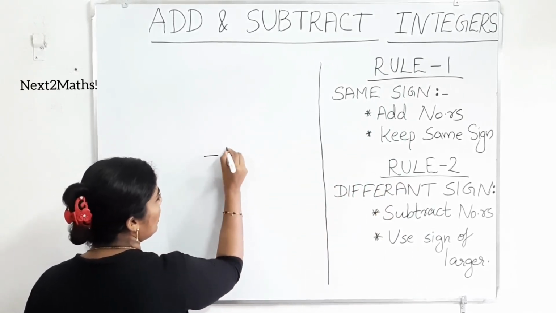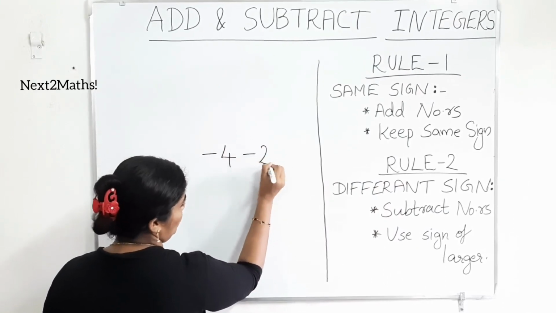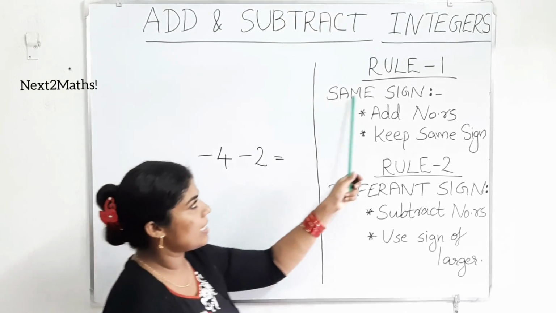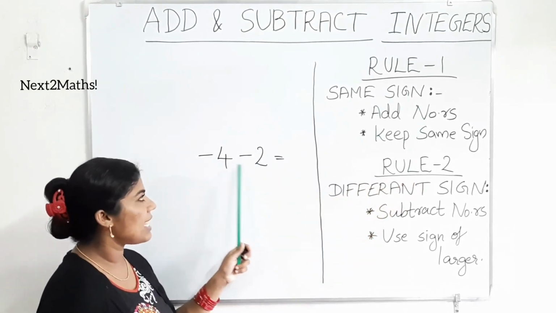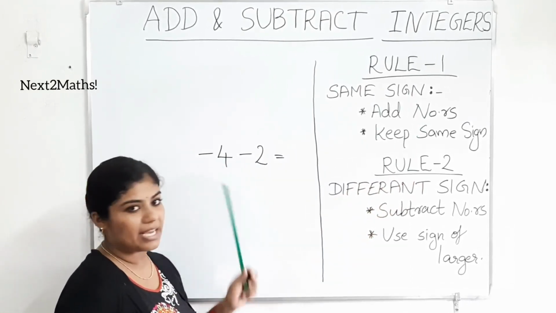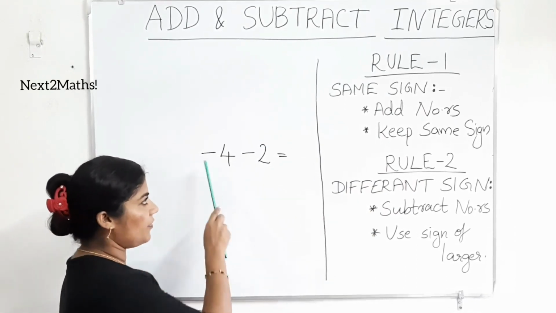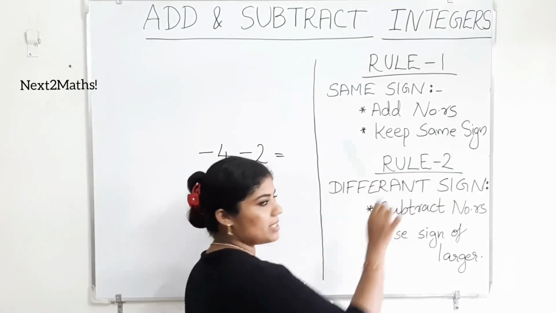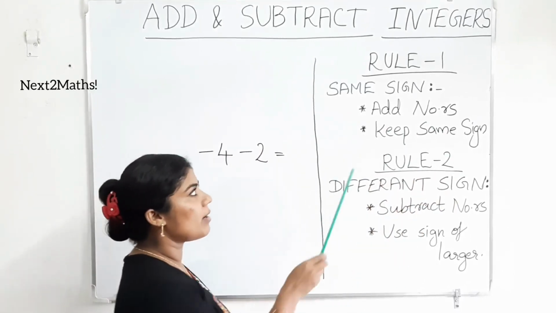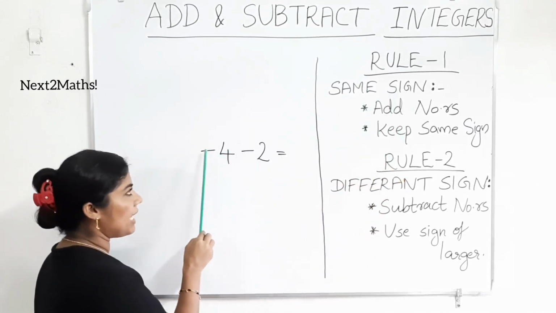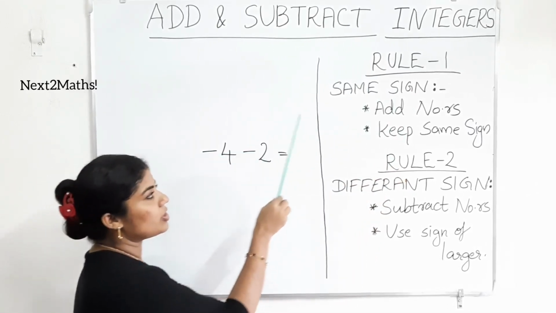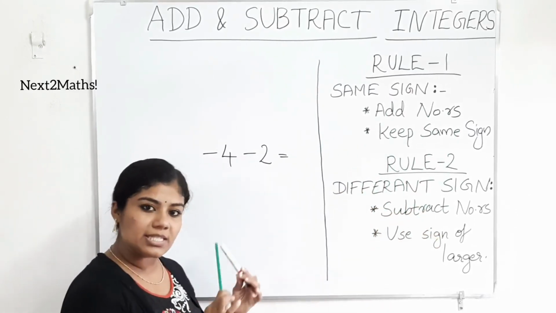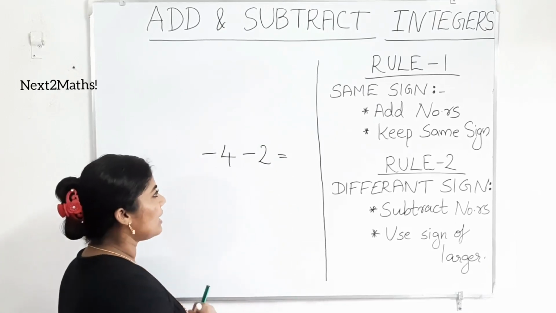If I write minus 4 and minus 2, we have 2 numbers, minus 4 and minus 2. Both have the same sign. If both have the same sign, what will you do? Add the numbers and keep the same sign. Just remember, if both the numbers have the same sign, here negative and here also negative, add up the numbers and keep the same sign.